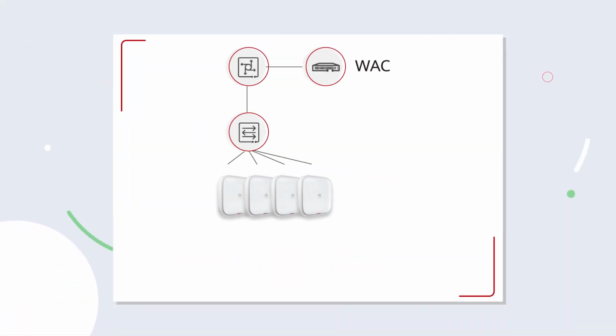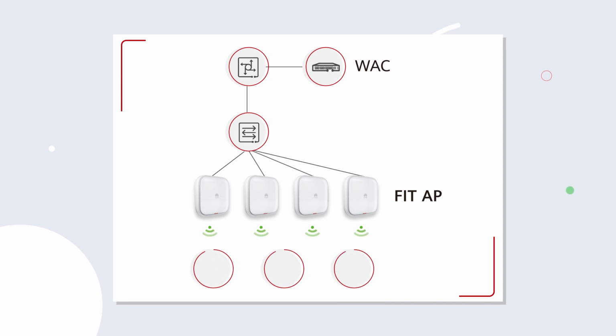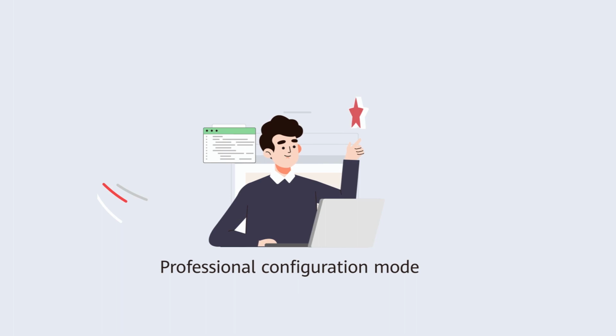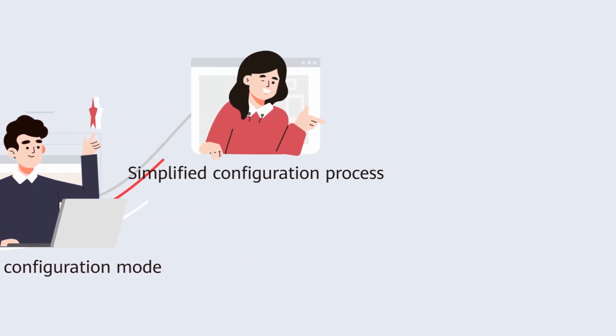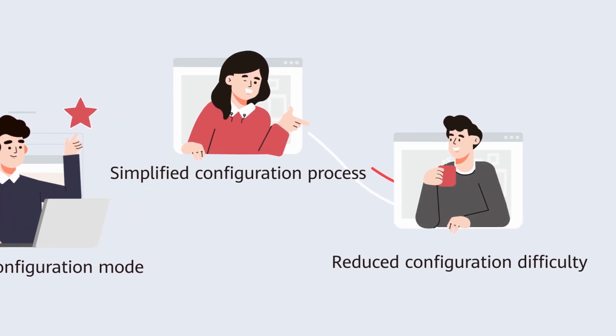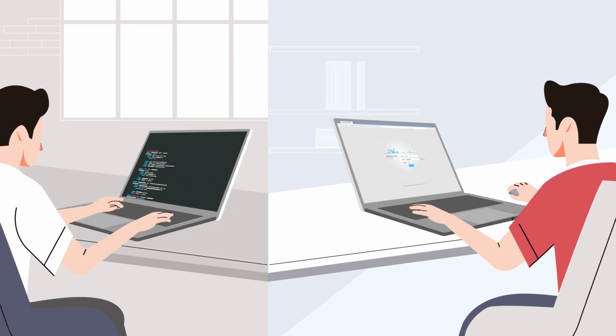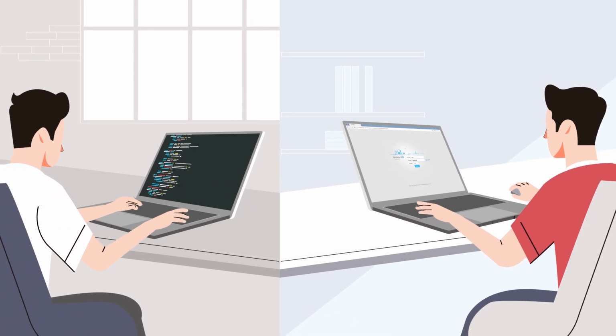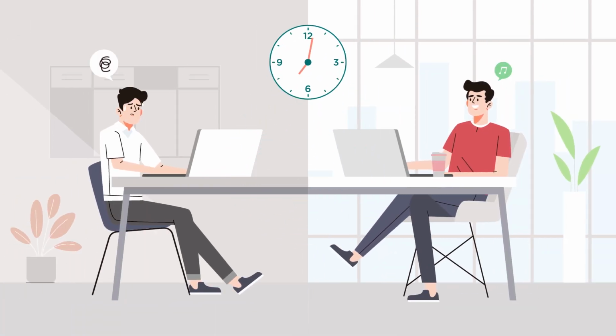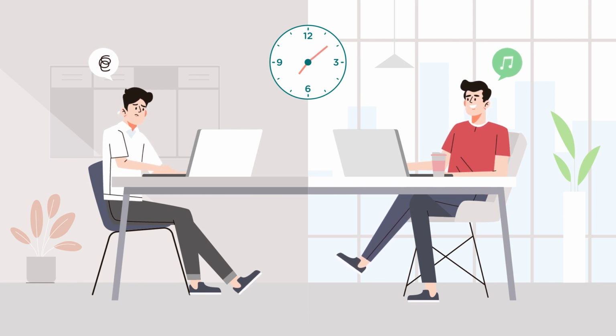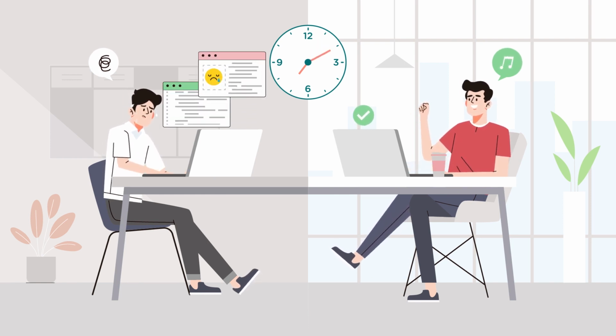For FIT APs, their services are centrally configured on a WAC and are automatically delivered. In addition to the traditional CLI-based configuration mode, Huawei WACs also provide a web system that allows simplified GUI-based configuration of APs. You can access the web system of a WAC through a web browser, and then easily configure and manage FIT APs on GUIs without running hundreds of commands.